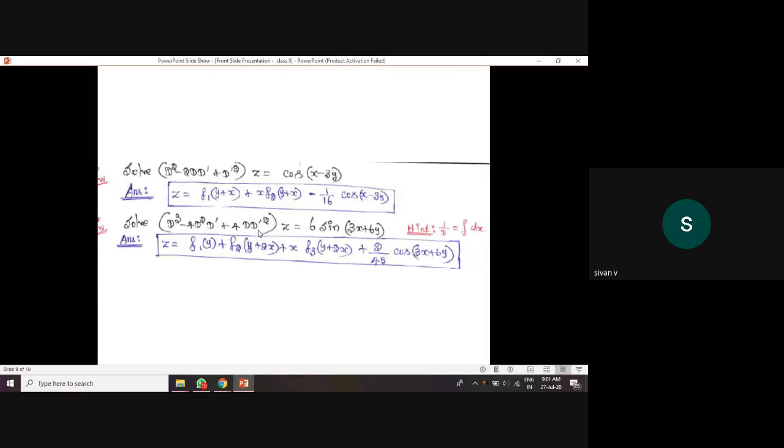The second problem: (D³ − 4D²D′ + 4DD′²)z = 6 sin(3x + 6y). If the denominator is reduced to a single term, either 1/D or 1/D′: 1/D means integration with respect to x, and 1/D′ means integration with respect to y.